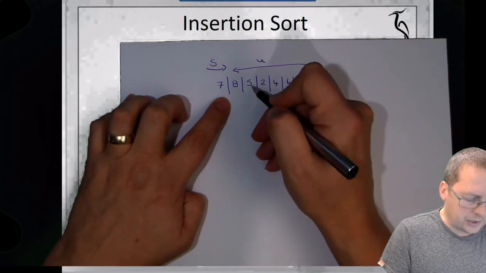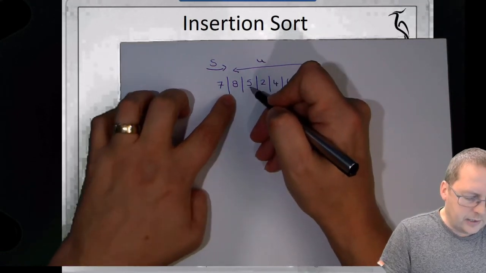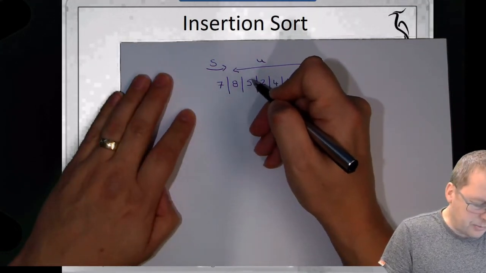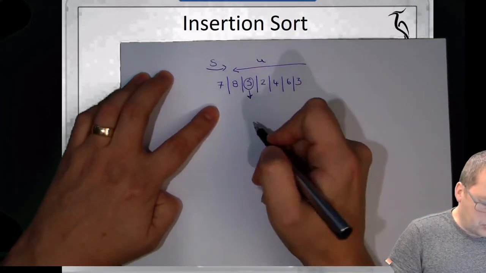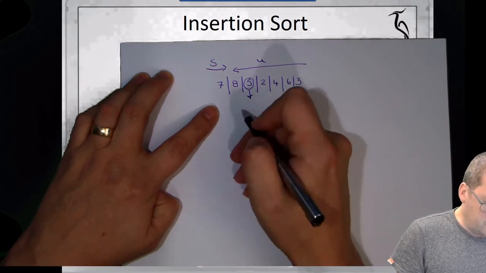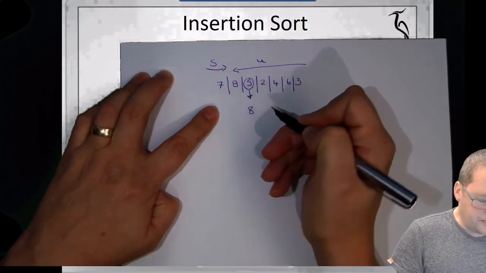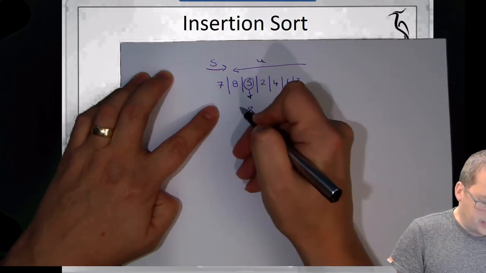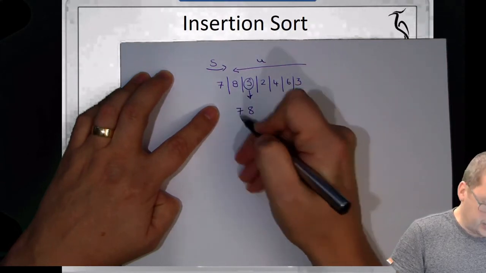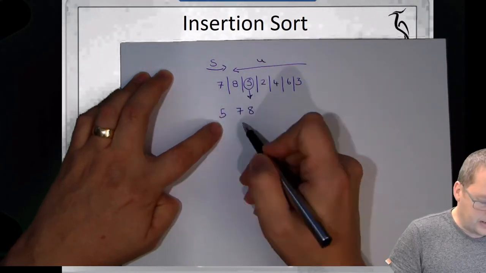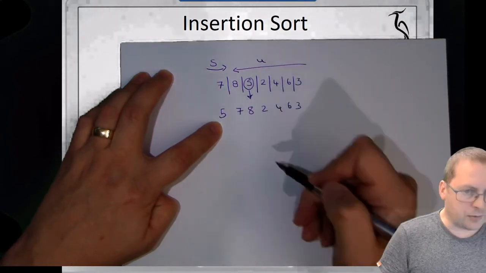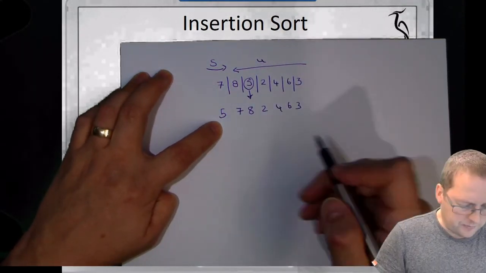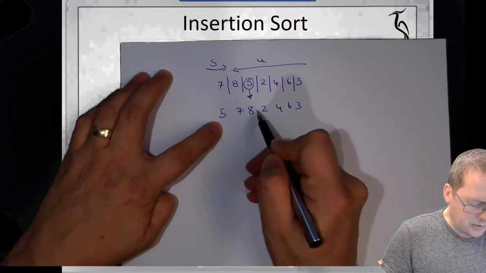I now look at the next item, which is 5. It's not in the correct order, so I can drop the 5 out. So we can now move the 8 along to here, move the 7 along, and insert the 5 at the start of the list. So that's why it gets its name, the insertion sort. So my sorted data now goes up to the 8.